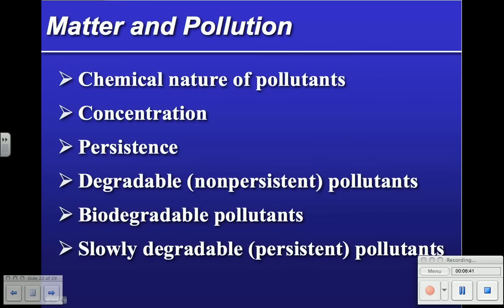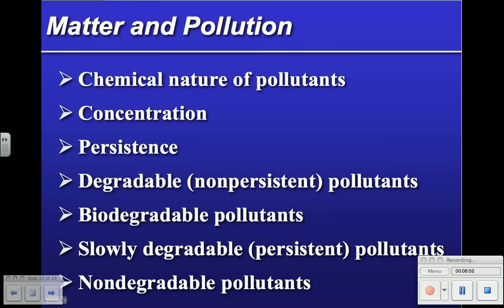And then there's also slowly degradable pollutants, things that take a long time to degrade, but they will eventually. Some plastics, things like that. And then there's, of course, non-degradable pollutants, things that, for all intents and purposes, are not going away. They're going to be here for a long time. So how can we reduce even the production of non-degradable pollutants?